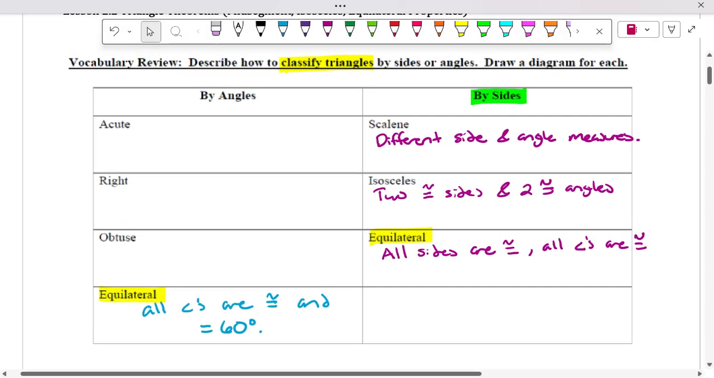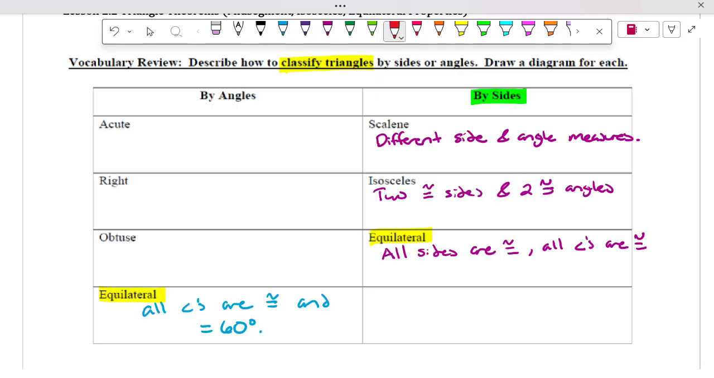Now, acute angle. What do I mean by acute? Less than 90 degrees. So in other words, in an acute triangle, all three angles are less than 90 degrees, or acute.